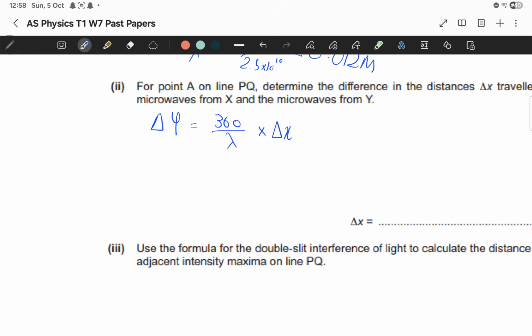Now, delta phi is 90 degrees, right? We know it. Equals 360 over lambda, which was 0.012, we just calculated it, times delta x. So on your equation solver, for your calculator, you're going to put 90 is equal to 360 over 0.012 times x. 3 times 10 to the power of negative 3, which is the answer. So delta x is equal to 0.0030 meters.